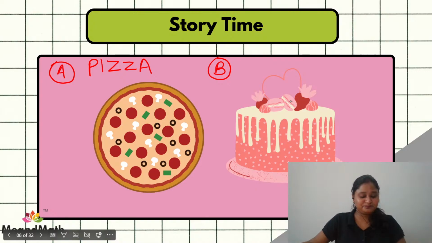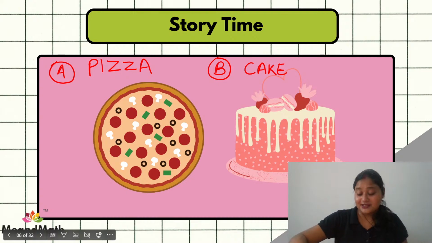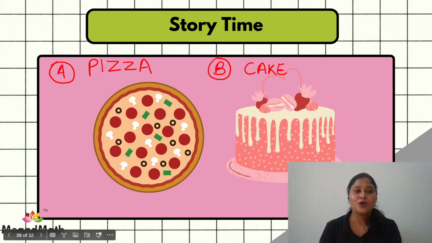And picture number B is? What is picture number B? I've got just one answer. And 2 and 3 and 4. Yes. Okay. Now everybody is telling me. Yes. So picture number B is a cake. Okay. Now, a very difficult question to ask. Kids, would you like to share this pizza and cake with your friends, or you want to eat the whole?